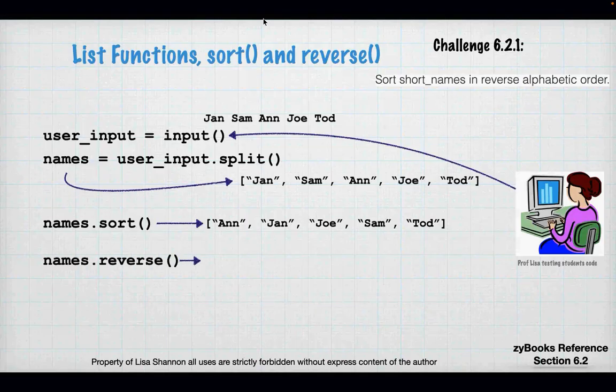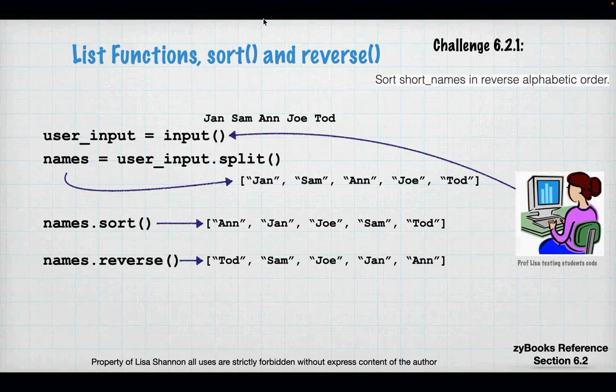So now I want to reverse sort. I'm just going to call names.reverse, and it's going to sort them in the reverse order. So when you're looking at your labs and it's talking about sorting and reverse sorting, those are the only two things you have to do. You just have to use those two functions. And that's if everything is the same.